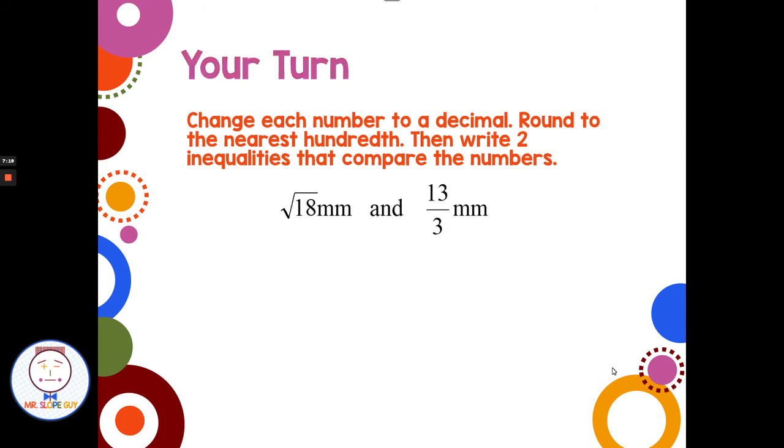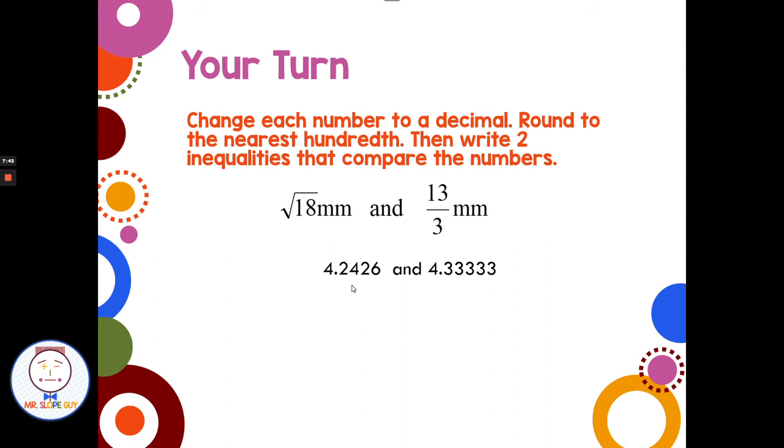All right, let's do the same thing on this one. Change each to a decimal and write two inequalities. Pause the video, come back and see how you did. All right, so we change these to decimals first. The square root of 18 would be 4.2426, and 13 over 3, I get this repeating decimal, 4.3333333, going on and on and on.